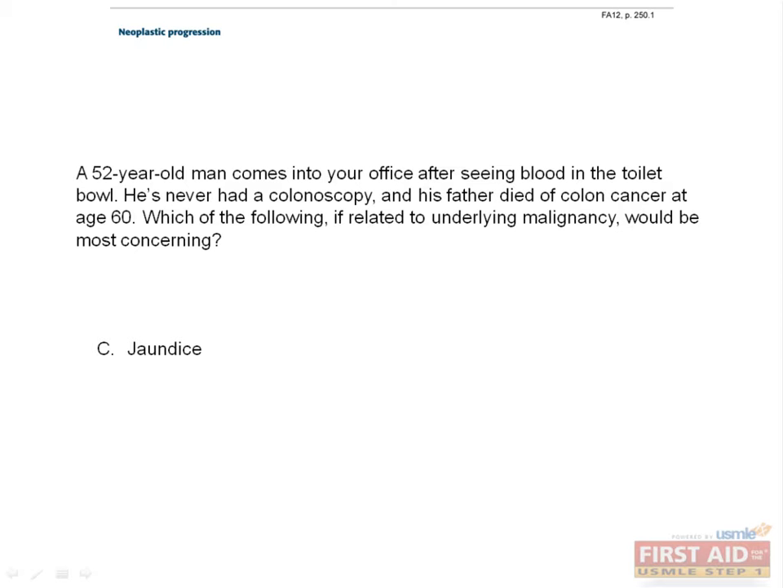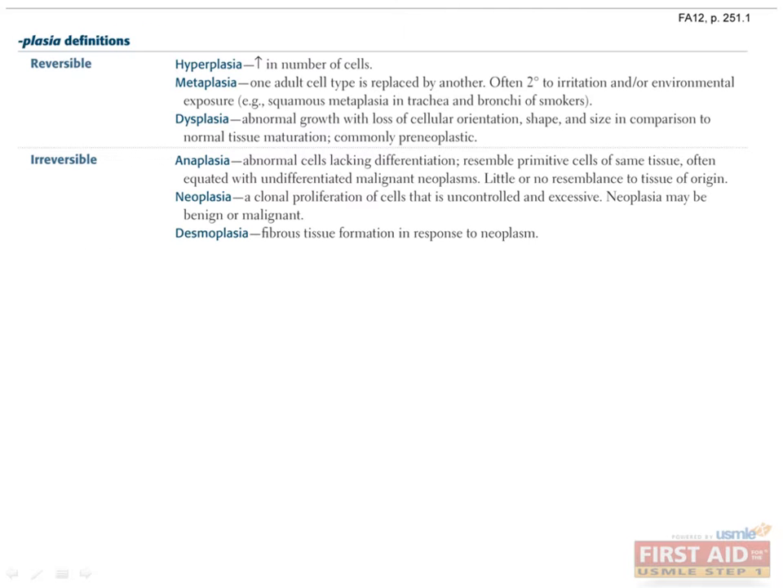Great job! Remember, you should understand the neoplastic progression very well, so please spend enough time on this to understand it. All the words that end in plasia can be pretty confusing. If you haven't ever studied Latin or Greek, good for you. That helps a little bit. But if you haven't, don't worry. There are only a few things you need to remember.